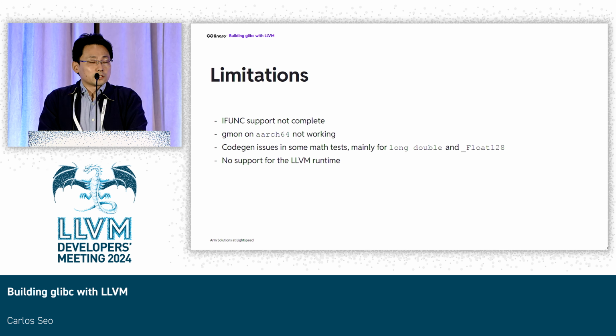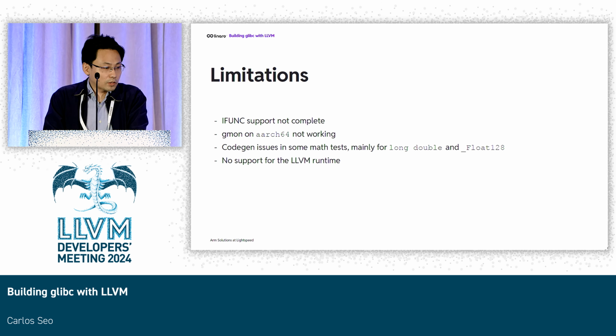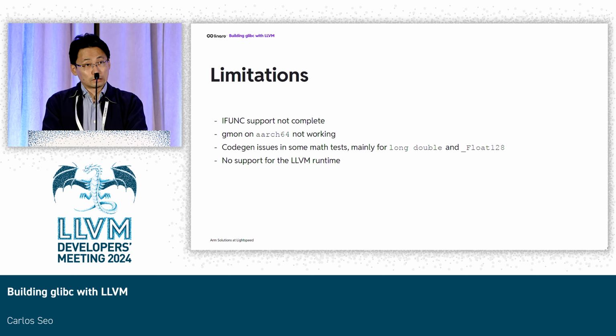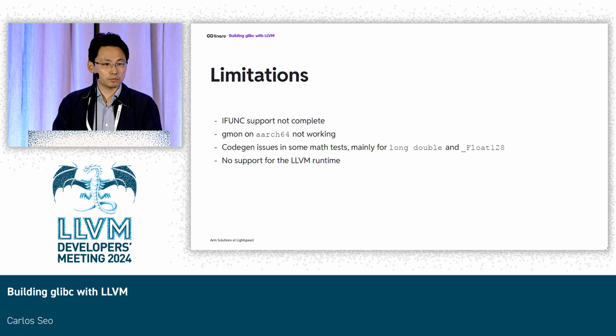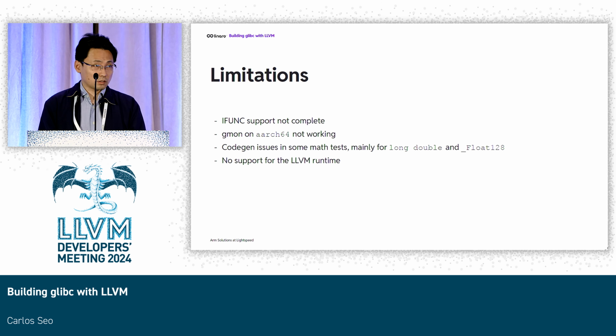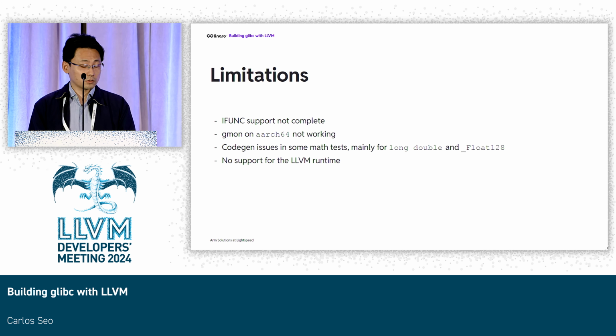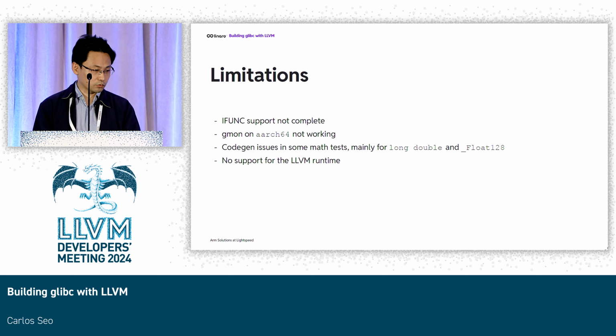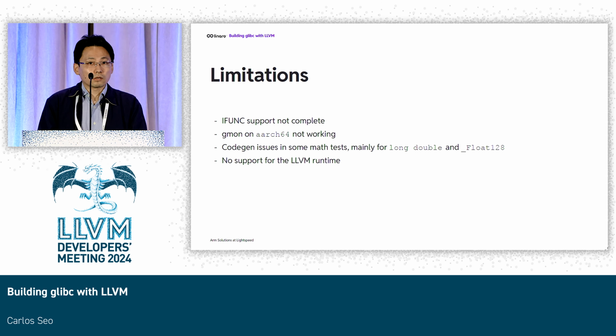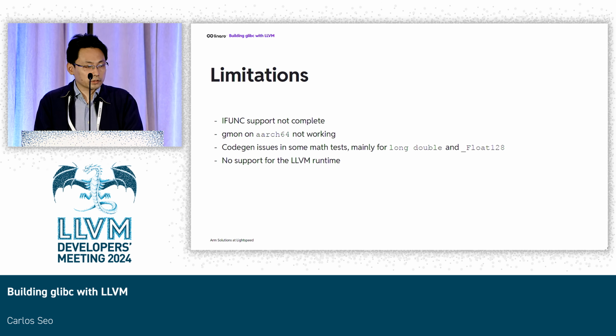And since it's a POC, there are some limitations. The GNU ifunc support is not complete. Gmon support on AArch64 is not really working because of ABI differences between compilers. There are several codegen issues in the test suites, in the math test suites, mostly for long double and float128. And we currently don't have any support for the LLVM runtime. You can use the LLVM libgcc wrapper to get around this, but there are a lot of bugs, so it's not really working at all.